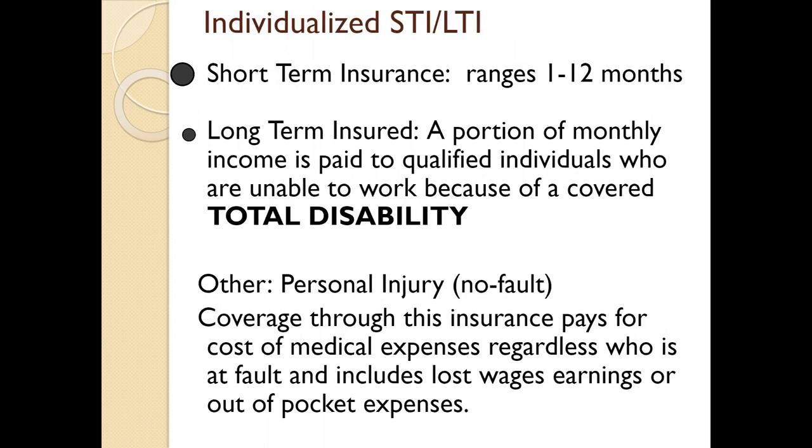I'm hoping this is starting to make sense. So as Andrew mentioned here, and again, thank you for chiming in, short-term insurance is 1 to 12 months. This is individualized short-term illness and long-term illness. So very similar, but short-term insurance ranges 1 to 12 months. Long-term insurance is a portion of monthly income paid to a qualified individual who is unable to work because of a total disability.